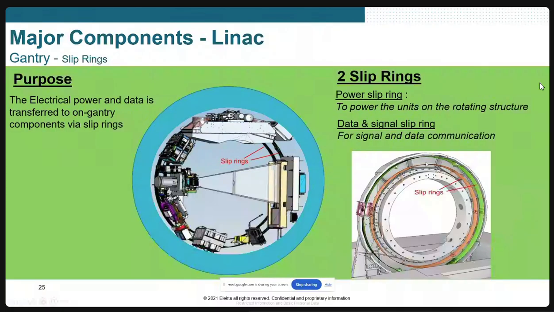This is what I was talking about, the slip ring technology. The advantage is that the gantry does not have cables coming in, which could get twisted. That is not possible here, because the system can transfer the energy through the slip ring technology so that it can keep on rotating continuously. So that's a very nice design.